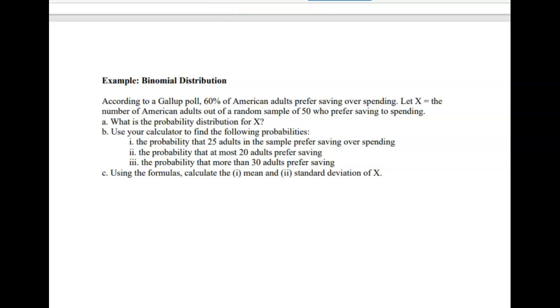Since we're working with a binomial distribution, we're going to say binomial. But we can do a check. My first check is, are there just two options, spending or not spending? Yes, only two options. Are the events independent?